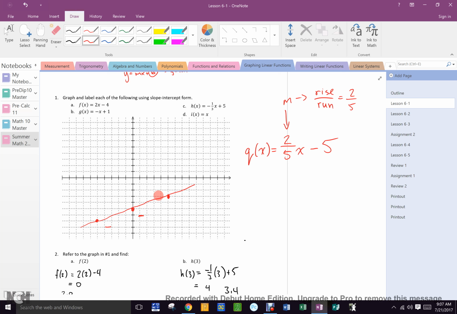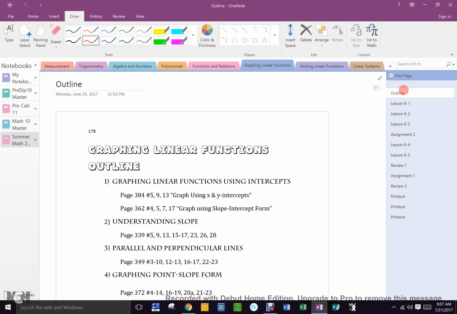If you can't do positive and positive, like let's say this was my y-intercept, can I go up from there? No, I'm off the graph. So I have to go down and left. Okay? Down and left is the same as up and right. Is everybody good?